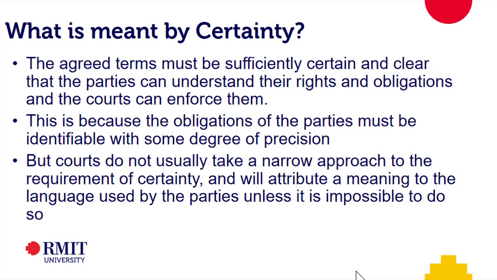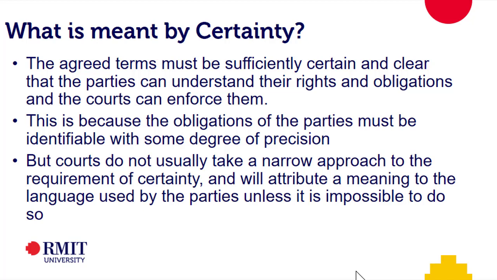So in order to be certain, terms need to be sufficiently clear so that the parties can understand the rights and obligations that they have, and the courts can enforce those rights and obligations. So if they're not certain, there's nothing for the court to adjudicate. And remember, going right back to the first week when we talked about what a contract is, usually we think about the contract as being the lowest common denominator in the relationship. People can do more than they promise, but your legally enforceable agreement sets out your minimum set of rights.